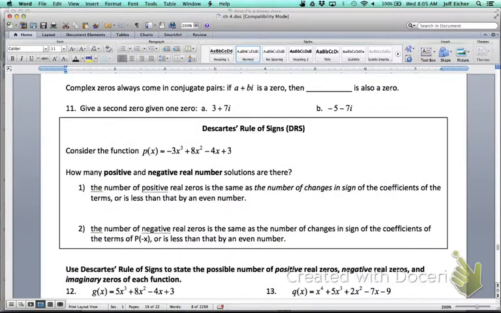Probably the hardest part, the part that you just have to get used to, is the second part of class, called Descartes' rule of signs. Rene Descartes was a French mathematician in the 1600s. He was also a very important philosopher. I looked at a proof of this and still don't think I quite understand why it works, but I'll show you how it works. He came up with this observation to help us determine how many real number solutions there are.